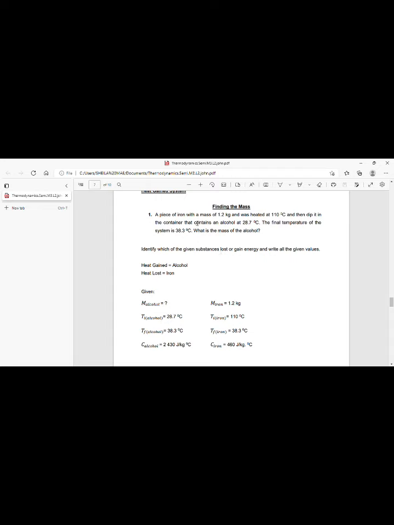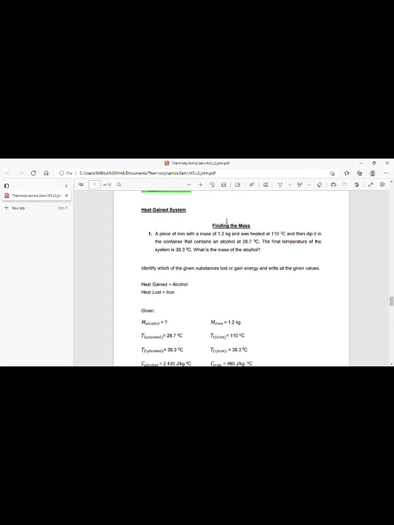A piece of iron with a mass of 1.2 kg was heated at 110 degrees Celsius and then dipped in the container that contains an alcohol at 28.7 degrees Celsius. The final temperature of the system is 38.3 degrees Celsius. What is the mass of the alcohol? The problem in the heat loss system and the heat gain system is more likely the same, but here we are more focusing on the heat gain.